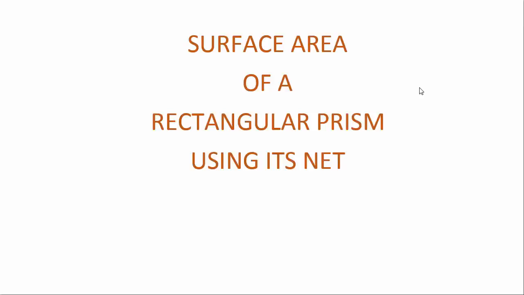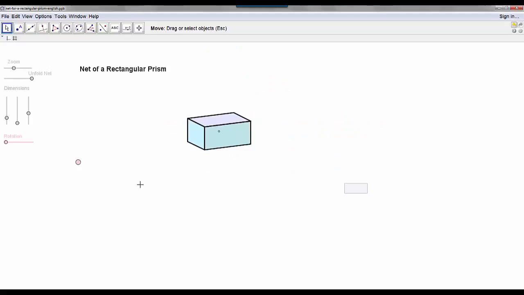Welcome to the latest tutorial in the series on calculating surface area. Today we're looking at the surface area of a rectangular prism using the net of the prism. Here we've got our rectangular prism, but we need to be able to visualize what it looks like when we unfold it into its net. We're using a program called GeoGebra to help us do that.